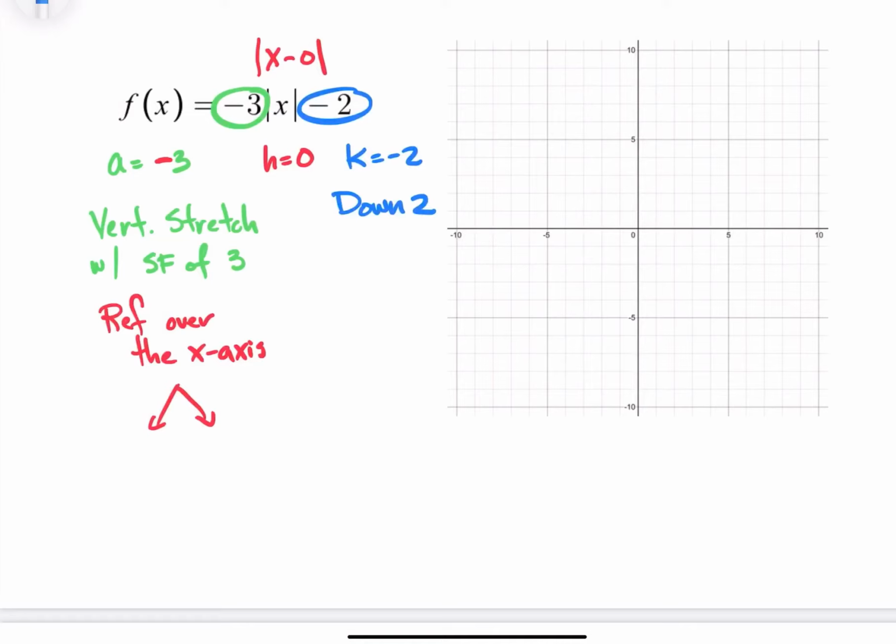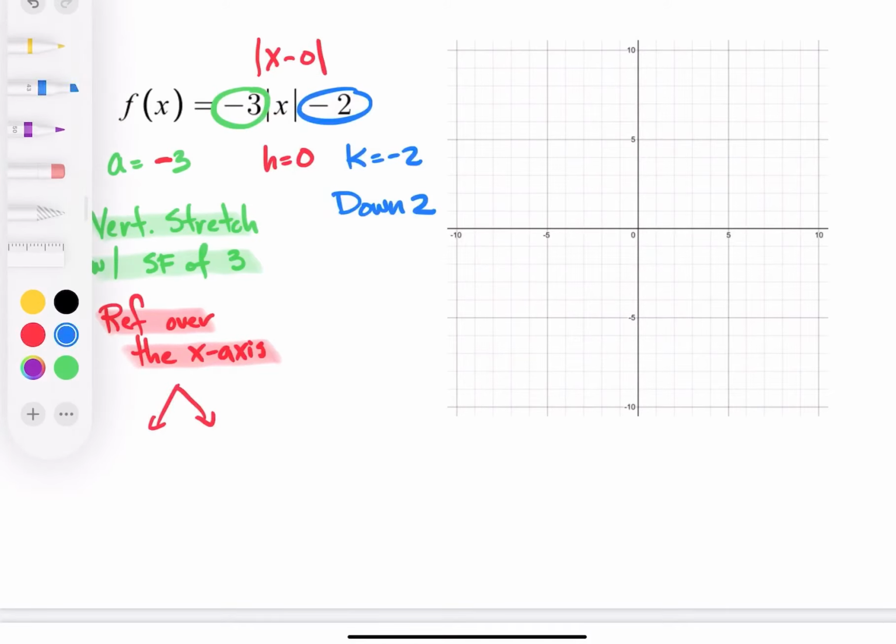So in terms of our transformation in words, we have a vertical stretch with a scale factor of 3. So that's our first piece here. And then we have a reflection over the x-axis, so this piece here, and we have a downward shift of 2. So that's what I would write down if we were to write out the transformation in words.